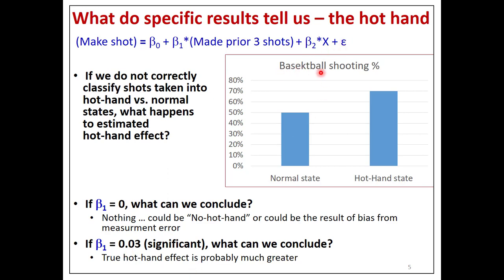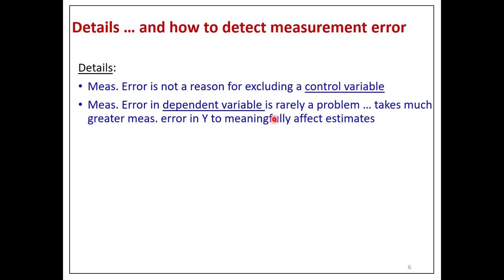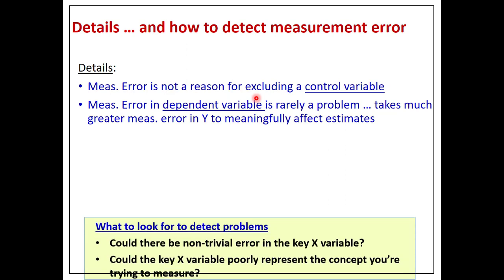Ignore my spelling mistake there, which I just noticed. A couple of details: measurement error, as we point out, is not a reason for excluding a control variable. If there's measurement error in the dependent variable, it's rarely a problem. What it will do is probably create higher standard errors in your coefficient estimates, but it shouldn't cause a bias to the coefficient estimates.